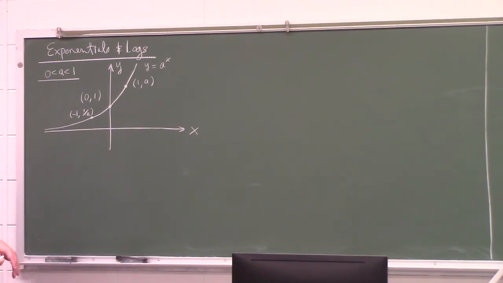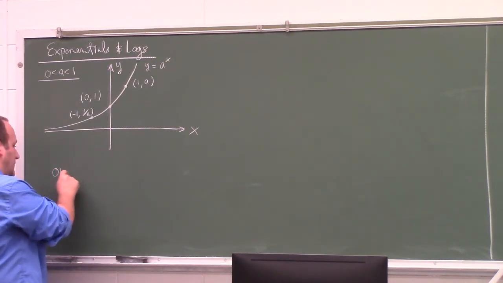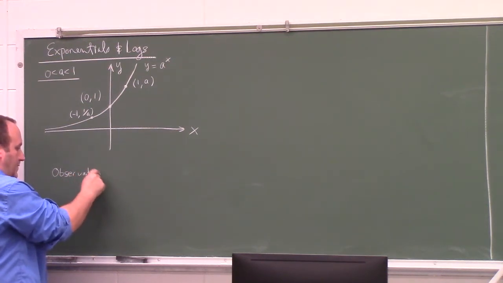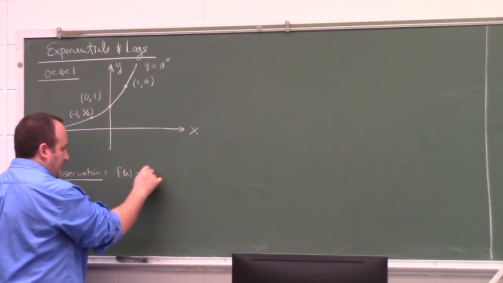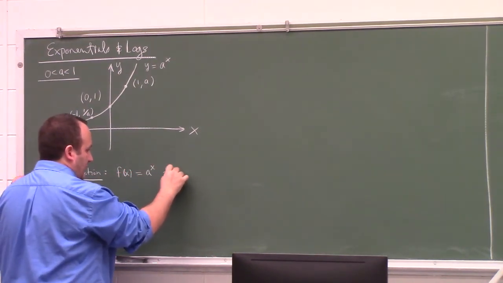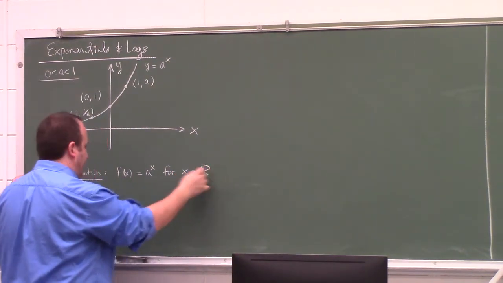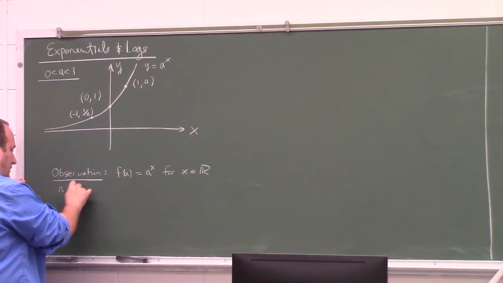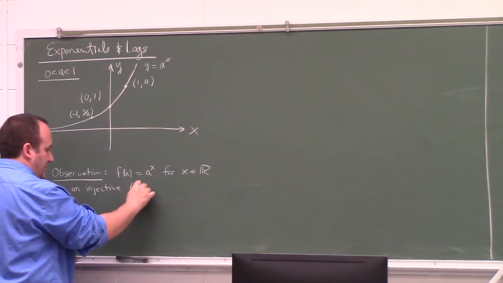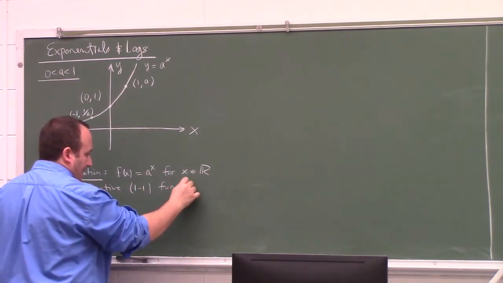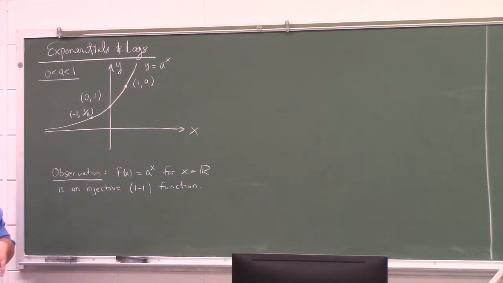And one of the things I would make an observation, right? f of x equals a to the x for x in the reals, right? Is an injective, aka one-to-one function, right? Do you agree? I mean, look at it. It passes the horizontal line test for sure, right? If you take a horizontal line, it's only going to cut through that value just once. What does that mean?